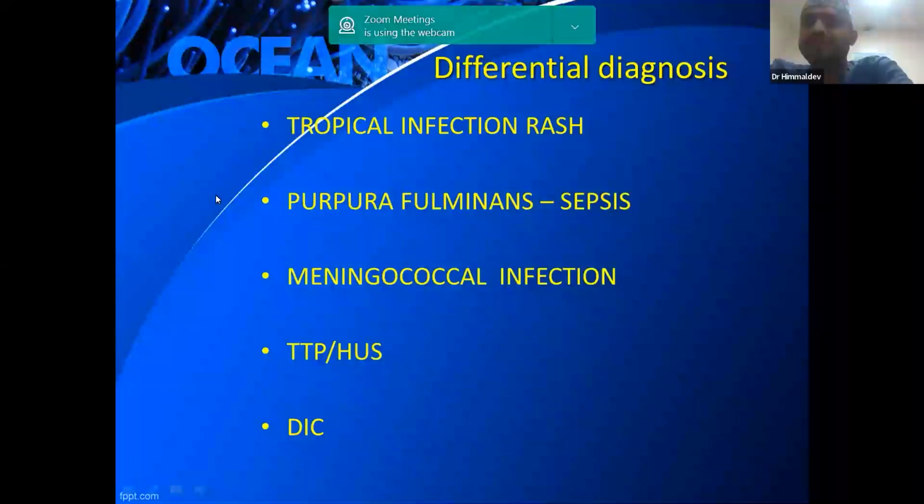But mind you, this kind of typical rash, if you Google it or look at the images, you can see in all these options. When the patient has severe septic shock, they develop purpura fulminans, they can have this rash. Meningococcal infection, yes. TTP, HUS, yes. And DIC can also present as this kind of rash. So when we look at the investigations, we can actually rule out other options and find out the cause of this rash.